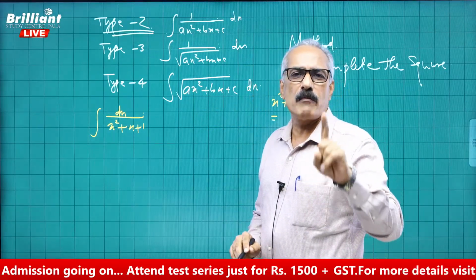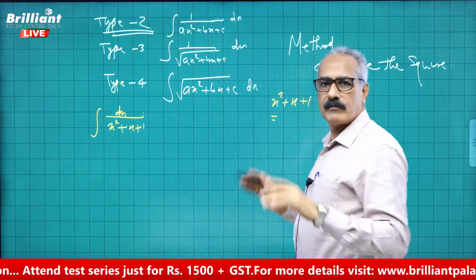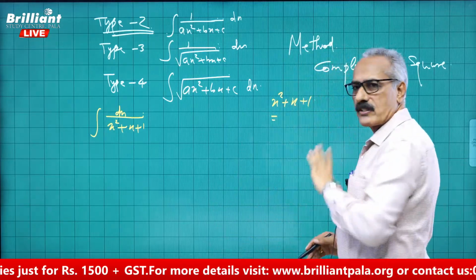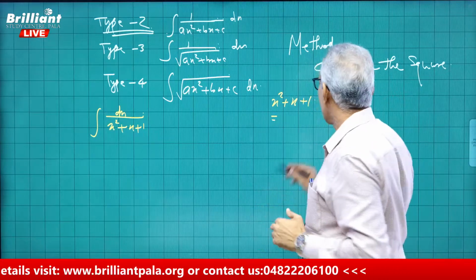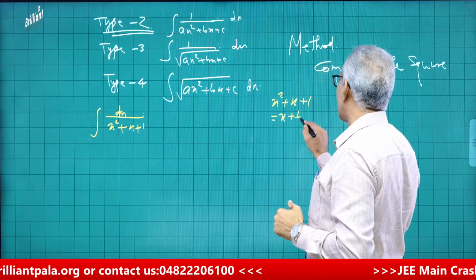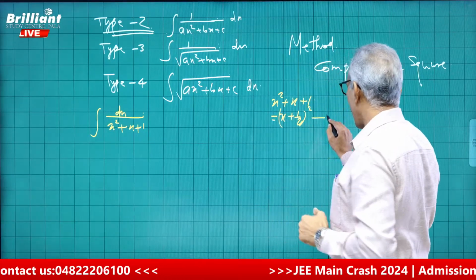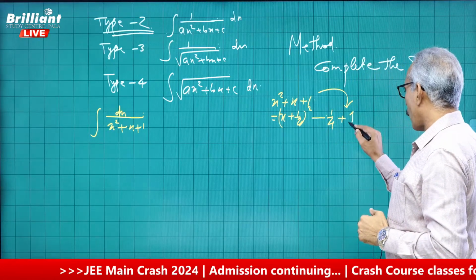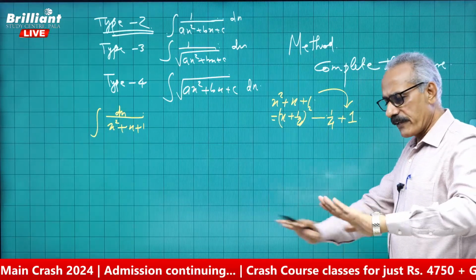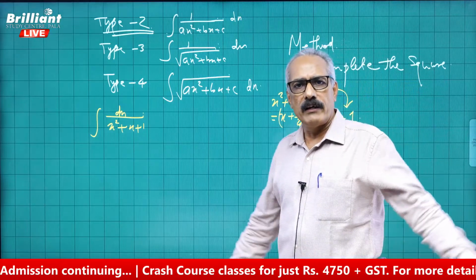First, make the coefficient of x square 1. Fine, it is 1. Then see the coefficient of x. What's the coefficient of x? 1. Take half of it. Then you write x plus half that coefficient, the whole square, minus square of this, 1 by 4, plus the constant already there. That's all. It's finished.